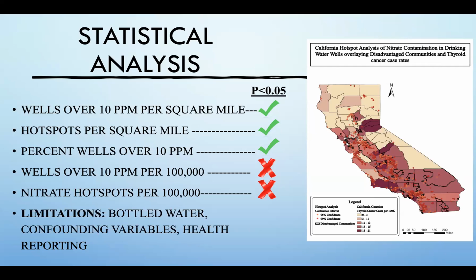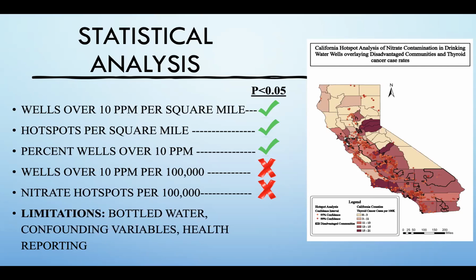Some of the limitations with this data, and I want to be very clear about that, is there are a lot of other confounding variables, other causes for thyroid cancer, like genetic disorders or genetics in your family, as well as other endocrine disruptors and other chemicals that can cause thyroid cancer. So it's not just nitrates.